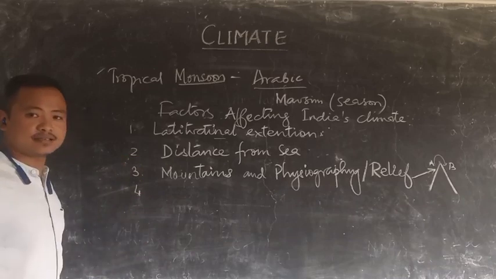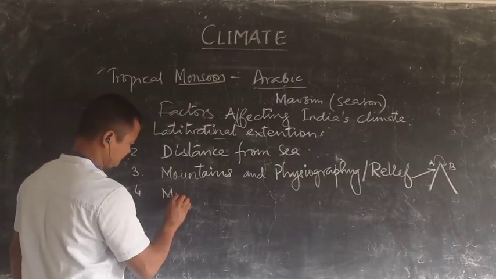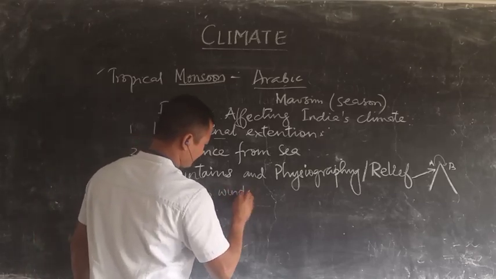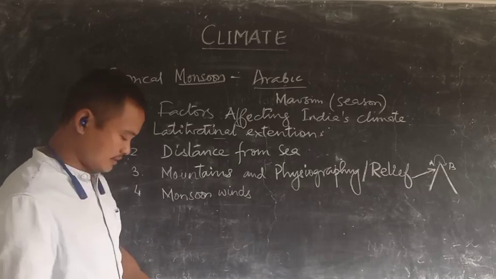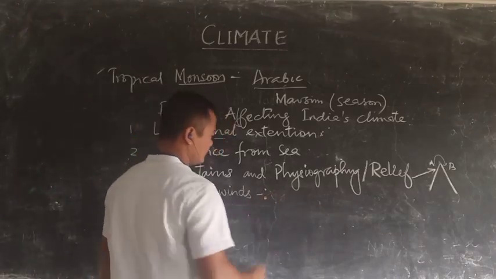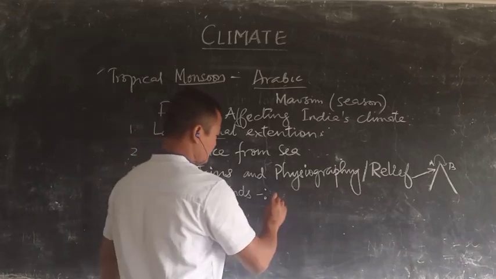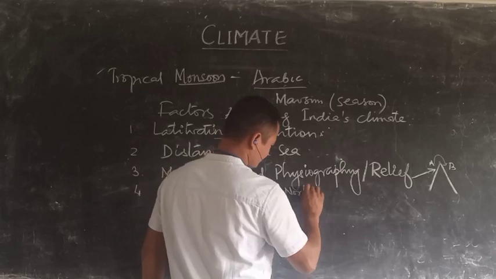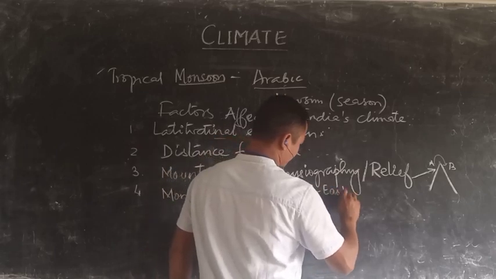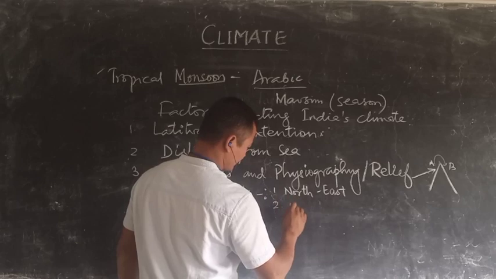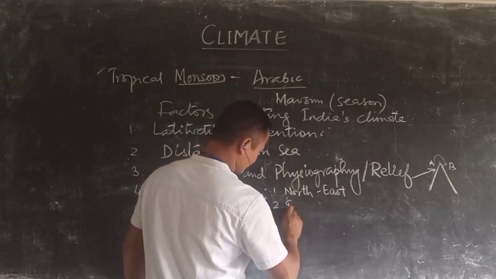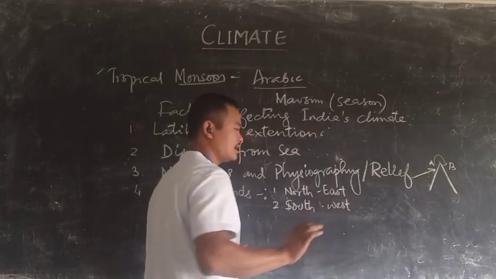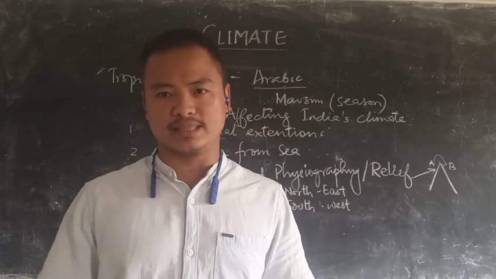Fourth, we discuss the monsoon winds. Now the monsoon winds are of two types. In fact, it has two branches, not two types. One that blows during the winter is known as northeast monsoon, and the second one that blows during summer season is southwest monsoon. So this is basically depending on the direction from where they are blowing.